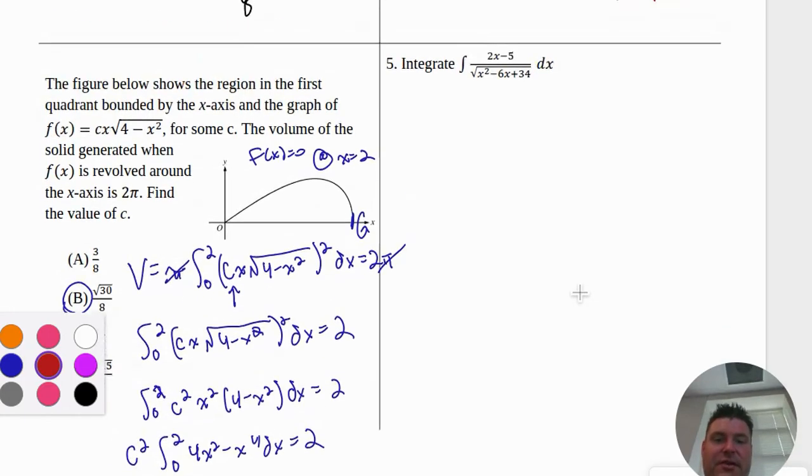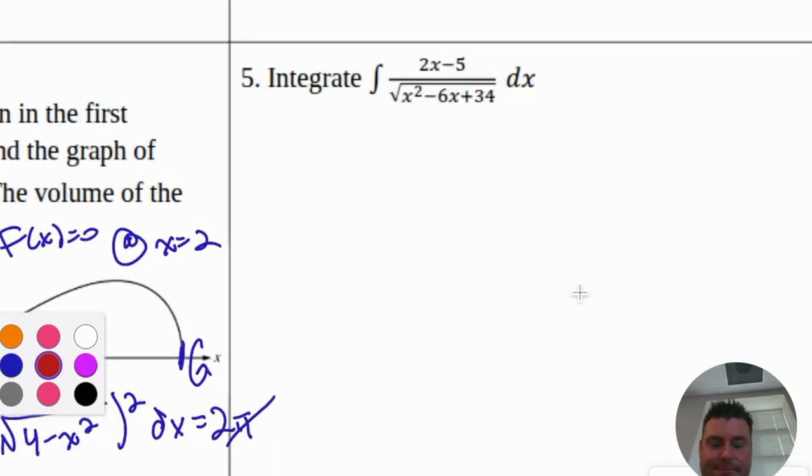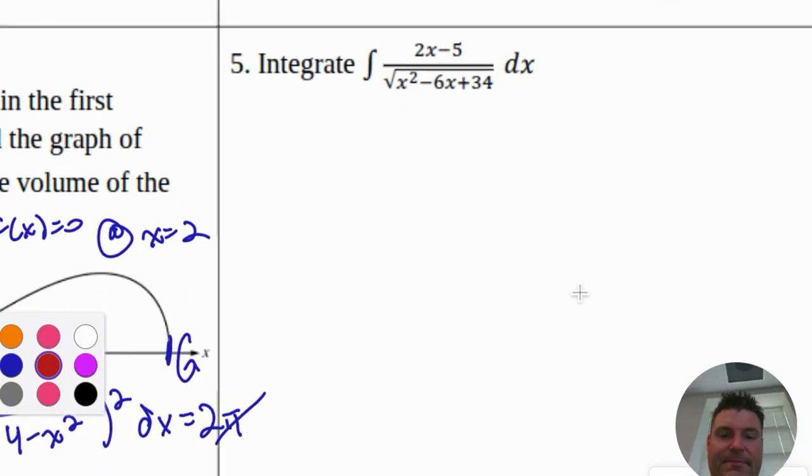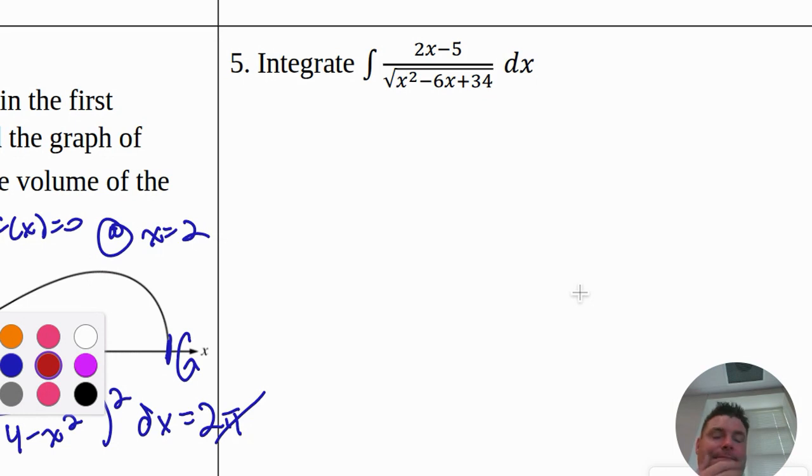Okay, so for this one right here, in order to integrate this, looking at it, it looks like an arc sine, I'm guessing here. And because it's arc sine, I actually want to do a little bit of splitting this thing up.